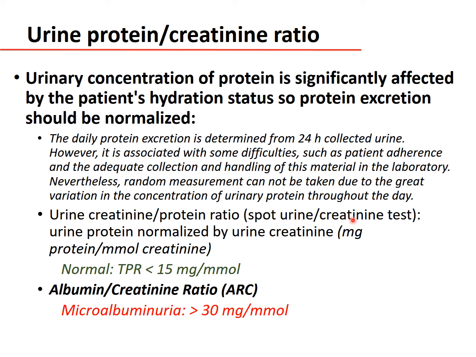This is called the spot urine creatinine test and is expressed in milligrams of protein per millimole of creatinine. The normal value is when the total protein ratio is less than 50 milligrams per millimole. Very similarly, we can apply this to albumin as well when we have an albumin creatinine ratio, the ACR, that is usually less than 30 milligrams per millimole. And we talk about microalbuminuria when it's bigger than 30 milligrams per millimole.